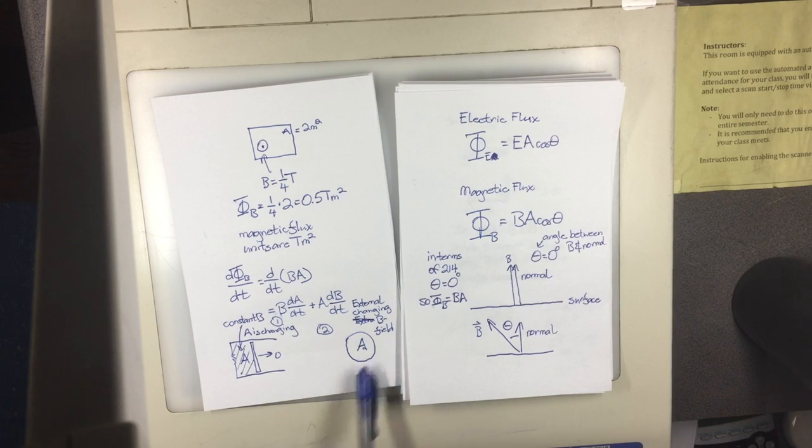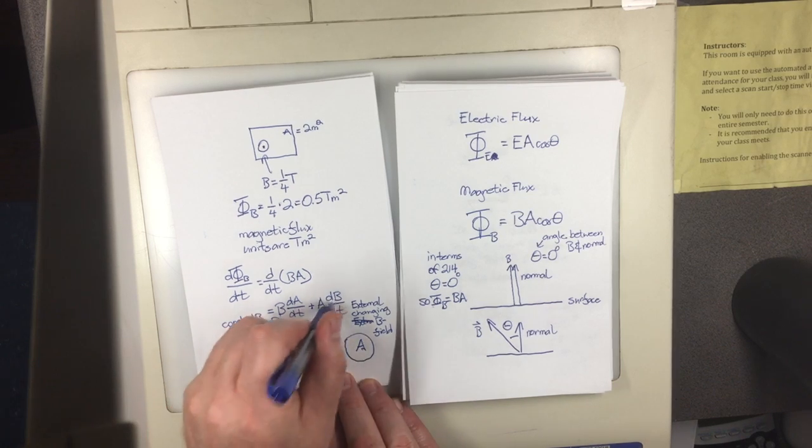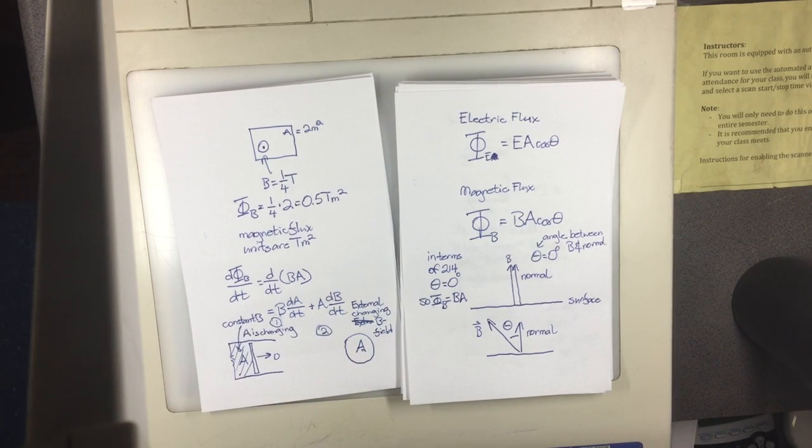So what these two major problems are is really they're the extremes of this. We are not going to do problems where you're going to have to do both of these at the same time. You're either going to do a changing B field with a constant A or a changing A with a constant B, not both.